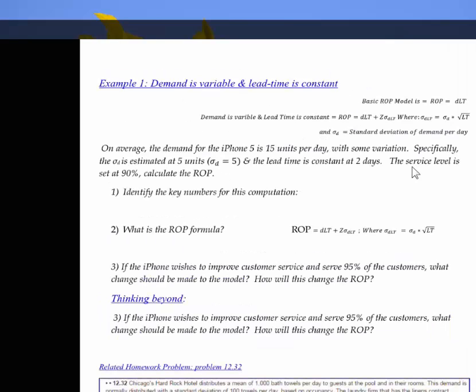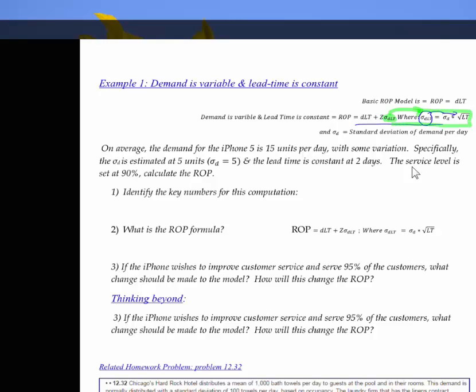The reorder point is calculated as daily demand times lead time plus Z times the standard deviation of demand during the lead time, where the standard deviation of demand during the lead time is defined as right here: the standard deviation of demand times the square root of lead time. Every problem requires some calculation of this; it just varies. When demand is variable and lead time is constant, this is the calculation we use.